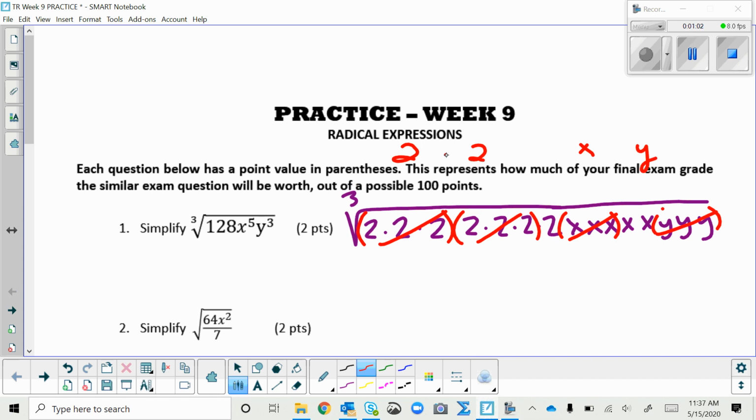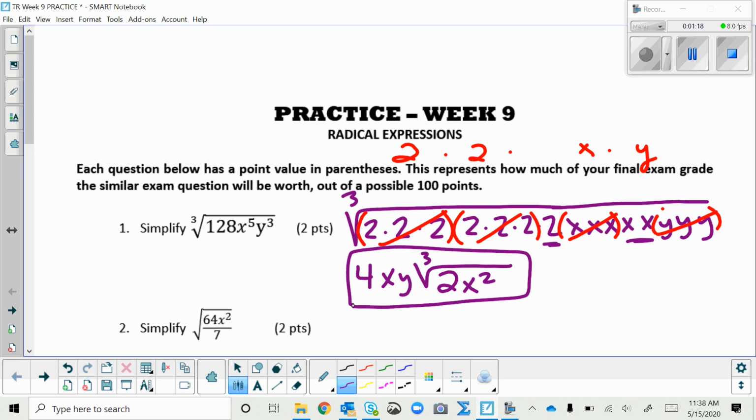And you multiply all the things that you pulled out. So that's 4xy. And what's left is 2 and 2 x's. So that's 2x squared. And it's a cube root.